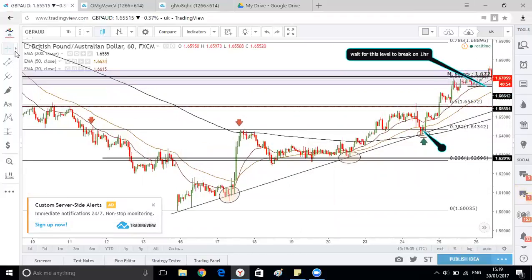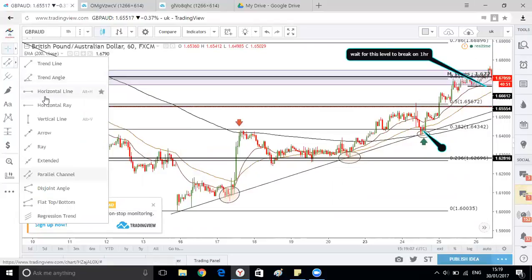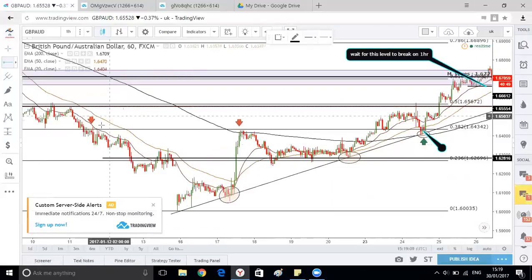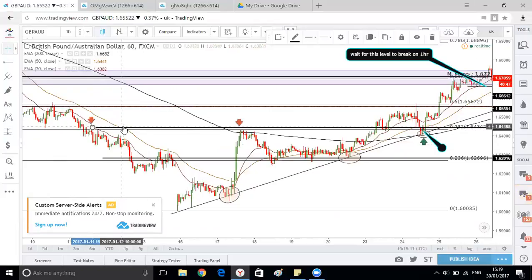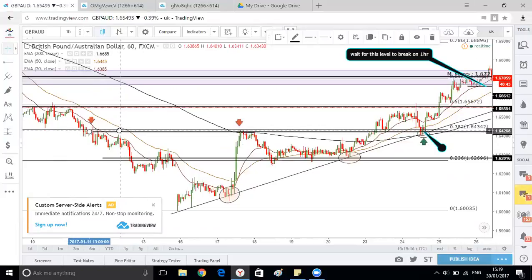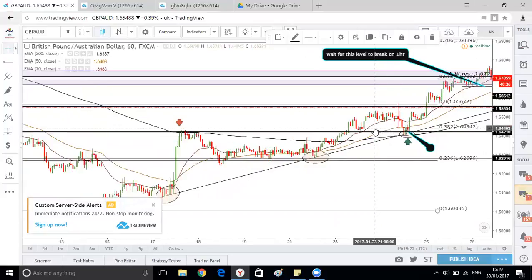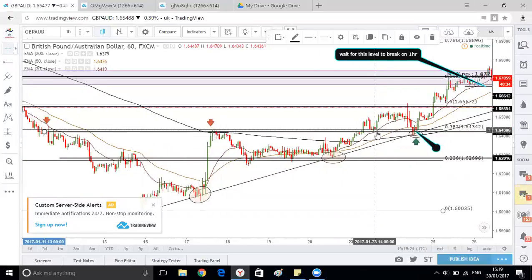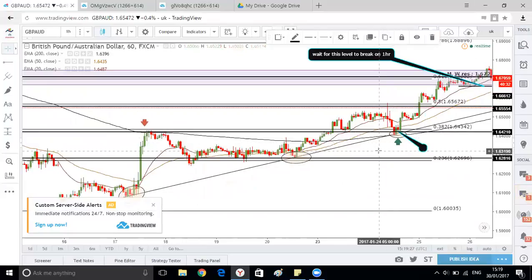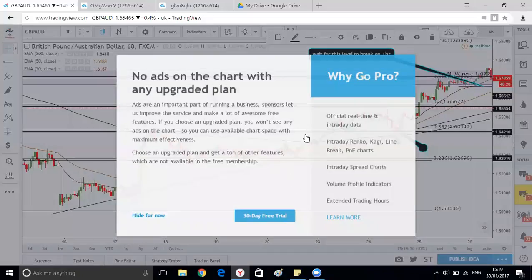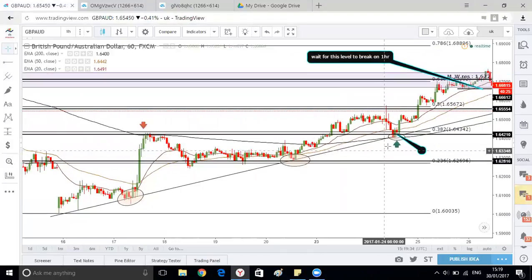And now we're going to get a horizontal ray. Okay, touch, another touch here, another one. Now you can see this is a strong level. It's become a strong level, touched it multiple times. You can see prices did approach this uptrend level right here. And the reason this trend was respected was because of this level right here.